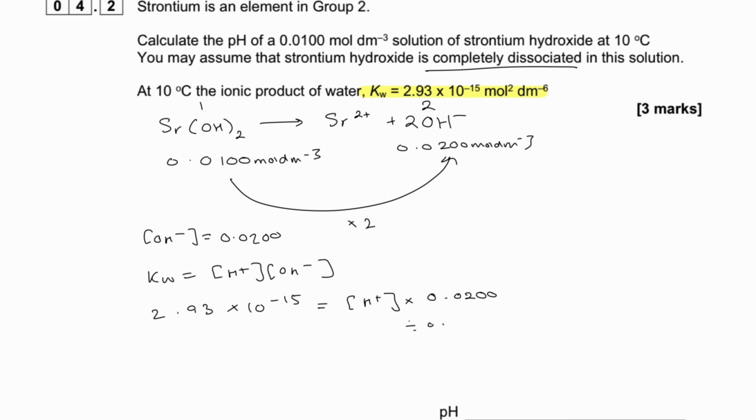Now, doing the inverse and dividing both sides by 0.02, I can do 2.93 times 10 to the negative 15 divided by 0.02. Make sure to use brackets in your calculator, by the way. So what I've done is did this and then divided by 0.02 because I've got a lot of functions going on. So using brackets is super important. And I get 1.465 times 10 to the negative 13 as my hydrogen ion concentration. Now I can put this into a pH function, minus log 10 of the concentration of hydrogen ions.